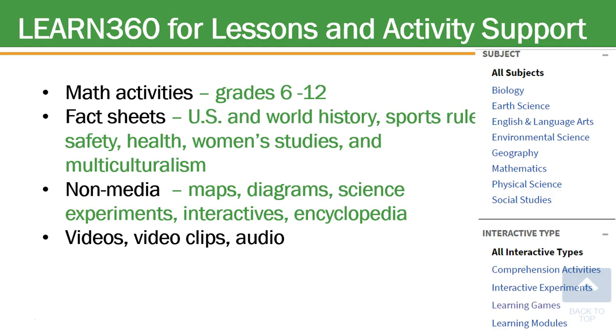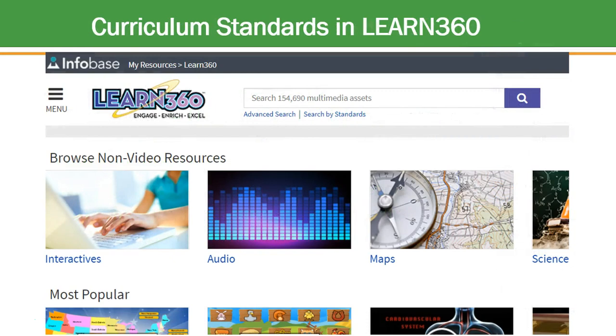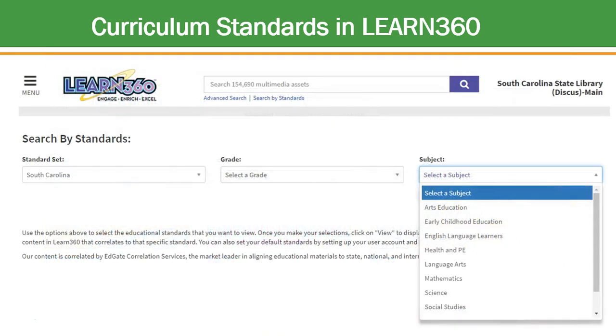So what I would like to highlight today in Learn 360 is the curriculum standard location here. You would click on Search by Standards on the main screen of Learn 360. And then you're going to be able to, once again, select the South Carolina state, the grade level, and the subject that you're interested in locating.